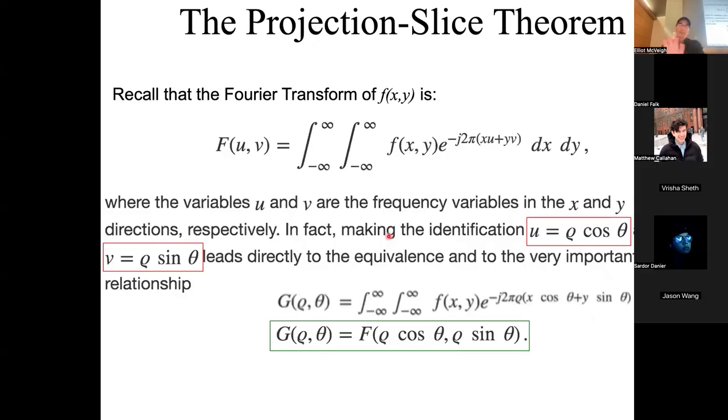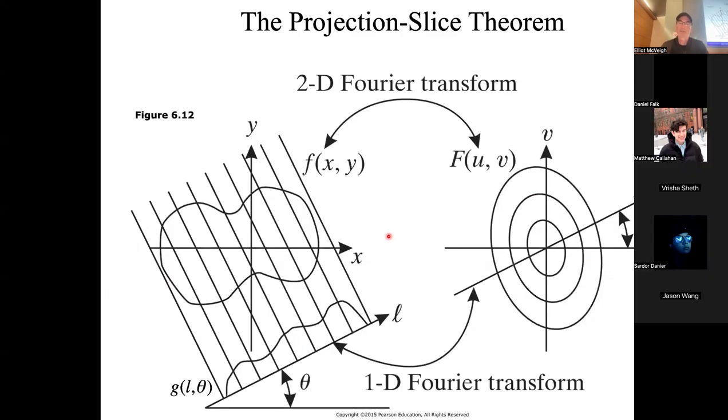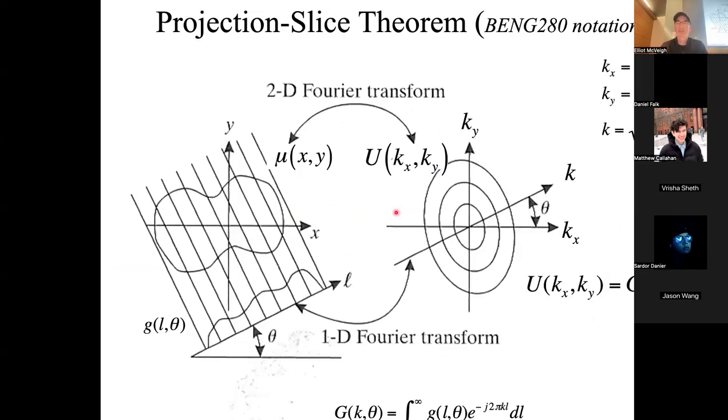You don't have to be able to prove this to do well in the course, but it's a fun little exercise to go through and show that the Fourier transform of the projection is a line through the two-dimensional Fourier transform. Okay, so this is what it is mathematically in the book. These are the coordinates we use in this class. This is just changing labels, okay?